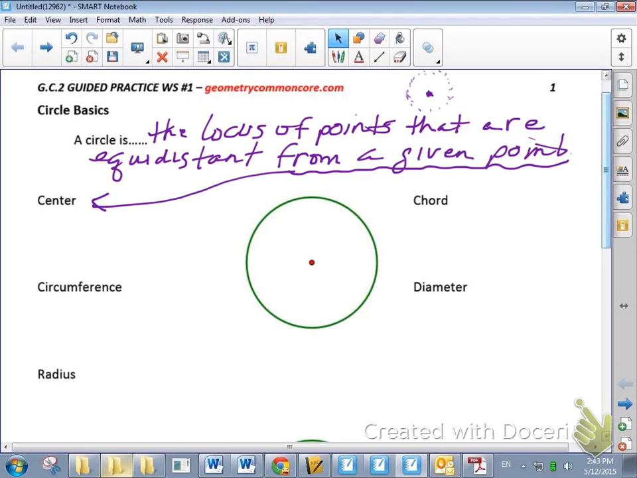So the center is usually denoted by some capital letter. Let's call this center A, capital letter A. The notation for that would be circle A. And you'll also see it written with a circle symbol in front of the A, so circle A.